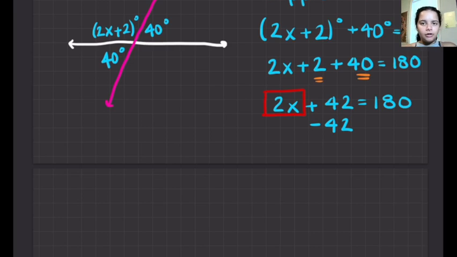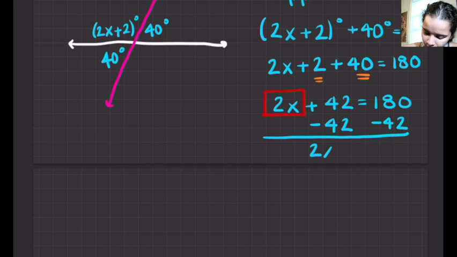And since it's an equation, you can think of an equation kind of like a seesaw. So if I take something off of this side of the seesaw, in order to balance it out again, I got to take some more weight off of this side. Okay. So I took 42 off of this side. Now I got to take 42 off of the other side of the seesaw. Okay. And from there, now I have 2x equal to 180 minus 42. 180 minus 40 is 140. So this is going to be 138.